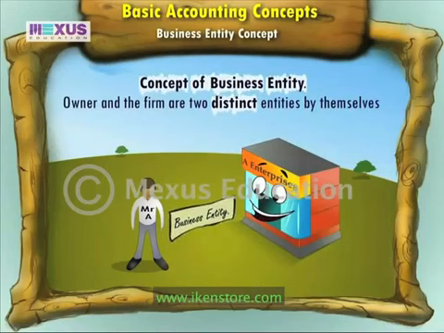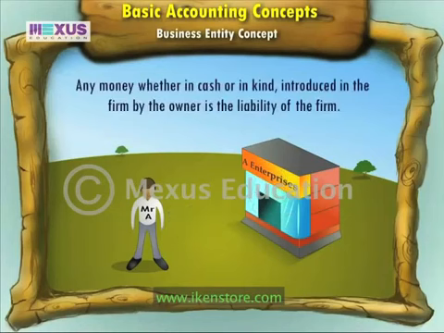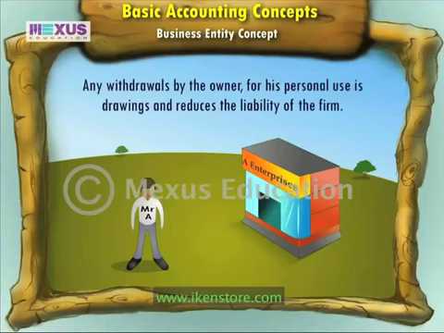This is the concept of business entity. Owner and the firm are two distinct entities by themselves. Any money, whether in cash or in kind, introduced in the firm by the owner is the liability of the firm. Any withdrawals by the owner for his personal use is drawings and reduces the liability of the firm.